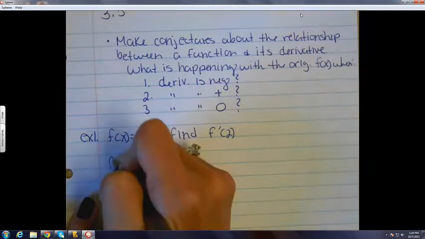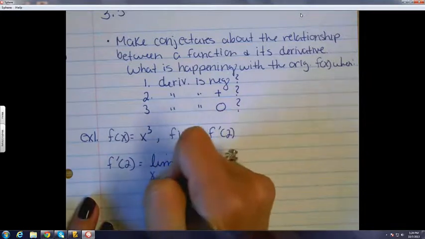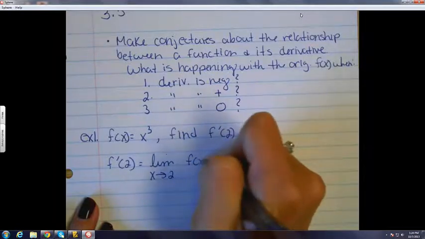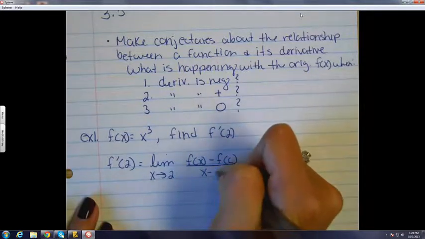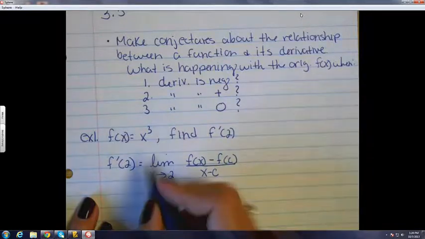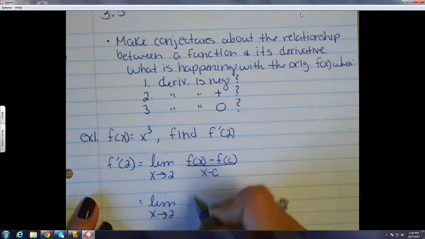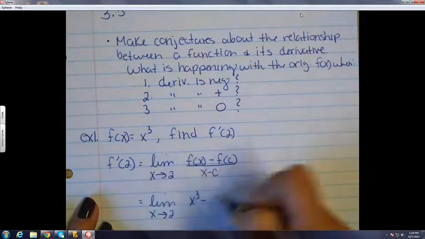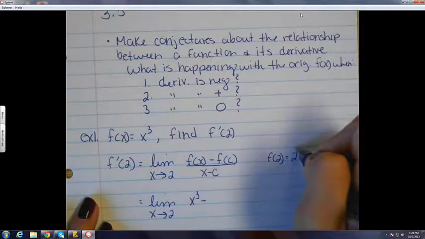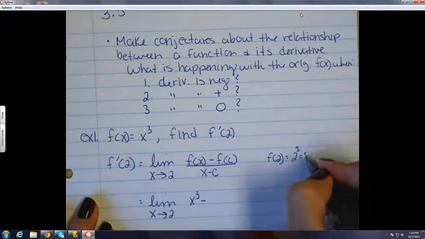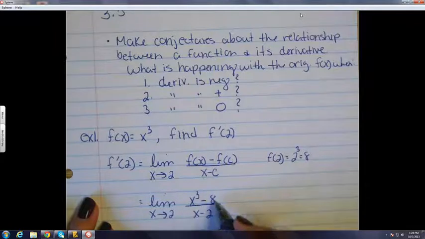So, f prime of 2, that's the derivative at 2. From the last section, it's the limit as x approaches 2 of my function minus the f of c value, that's the y value at c, all over x minus c, where my c in this problem is the 2. So it's the limit as x approaches 2. F of x is our function x cubed minus f of 2. Off to the side, f of 2 is 2 cubed, that's 8, all over x minus 2. Plugging 2 in, I get 8 minus 8 over 2 minus 2, that's 0 over 0.